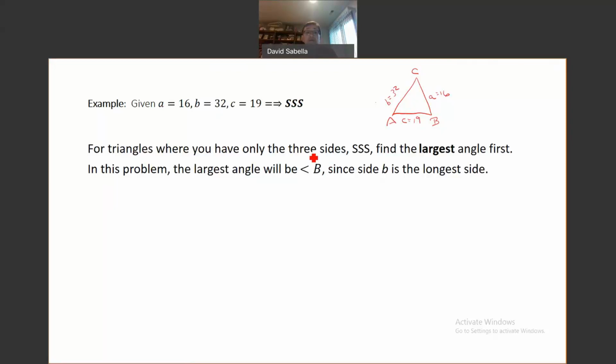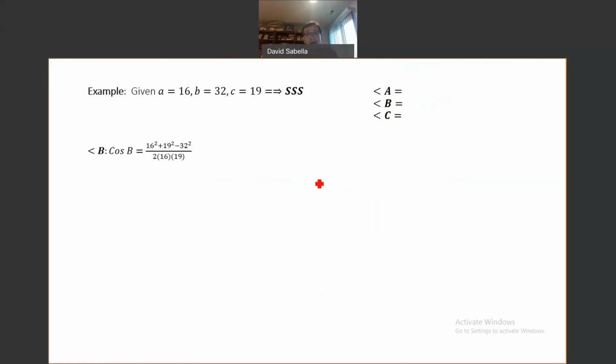When you are looking to solve a triangle where you're given the three sides, always find the largest angle first. Again, that will be to minimize any chance of us causing an ambiguous case. And so we're going to find the largest angle first. In this problem, since side B is the longest side, that means angle B will be the largest angle. So we're looking for B first, and we'll be using the law of cosines here.